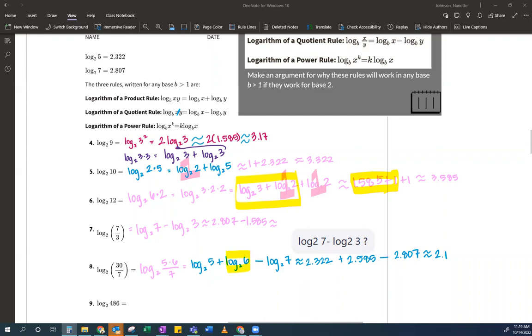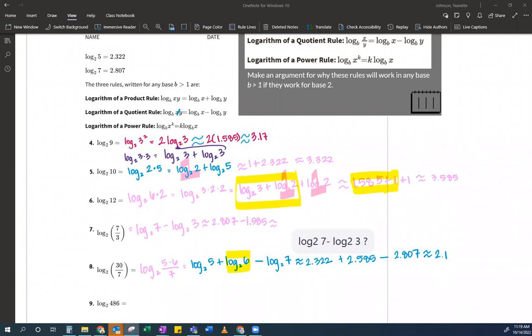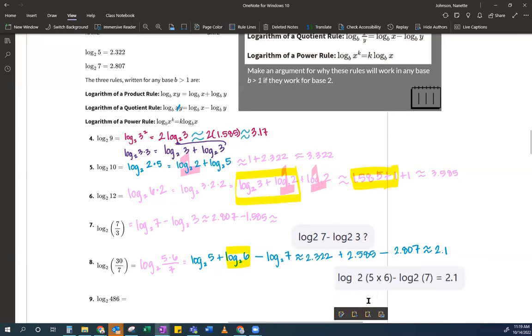Here, I'm going to show you guys because you are not seeing what I'm seeing. Someone said, is this okay? Can I do it like this, Ms. Johnson? And the answer is yes, absolutely, because I see your work. Do you see it? Log base 2, pretend this is a sub 2, of 5 times 6. Here's my 5 times 6. And then she pulls out that division, that quotient rule already. So yeah, that's fine.